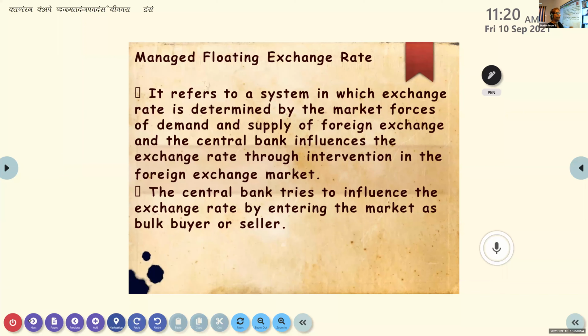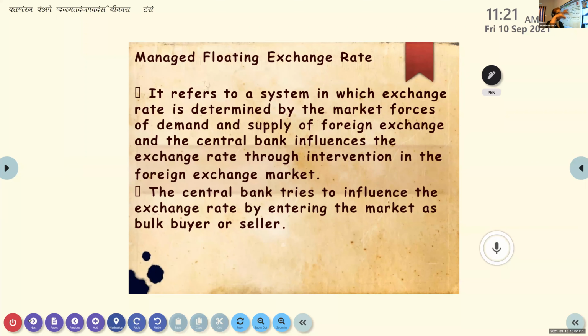When will the price be very high? When there is more demand. So what we have to do is bring down the demand. For that purpose, what should the government do? They will sell it.